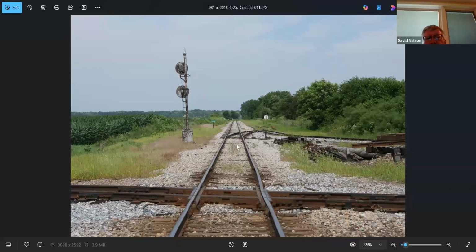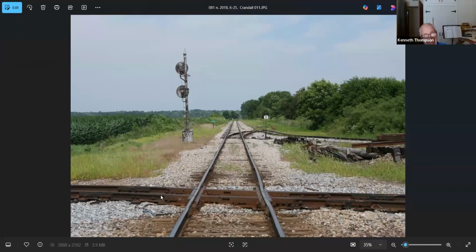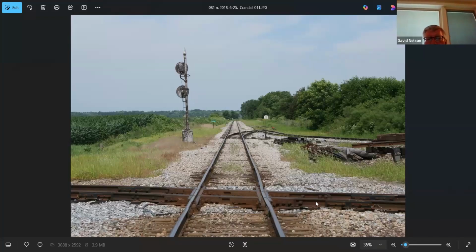And so this would be, I think, Tazewell and Peoria. It would have been maybe even Toledo, Peoria, and Western may have come up this far. But they used it to get to Morton. Morton is down here, not too far. To the left. No, that's to the right. This way, that goes to Morton. Okay.